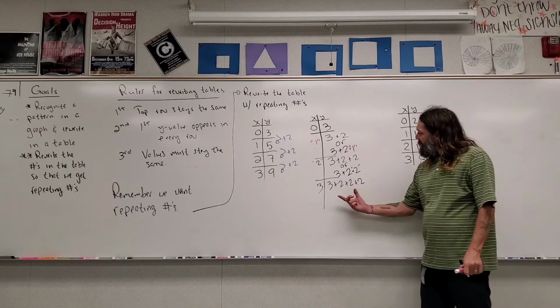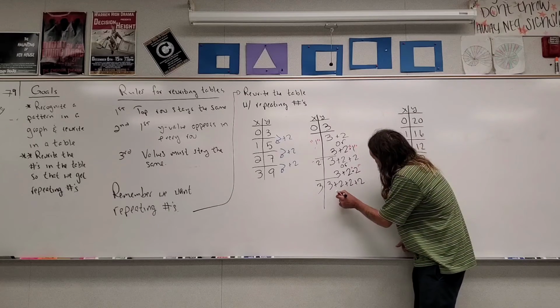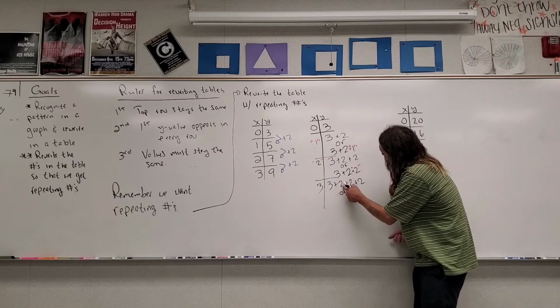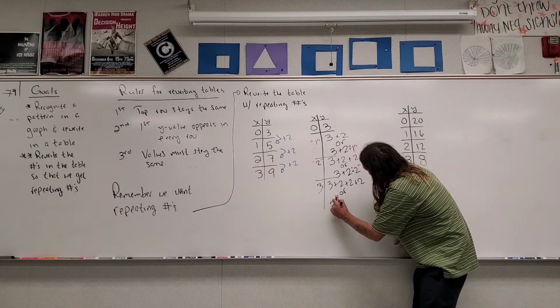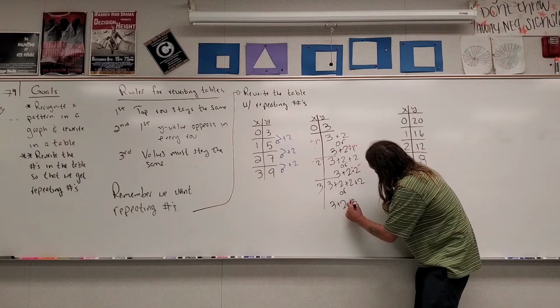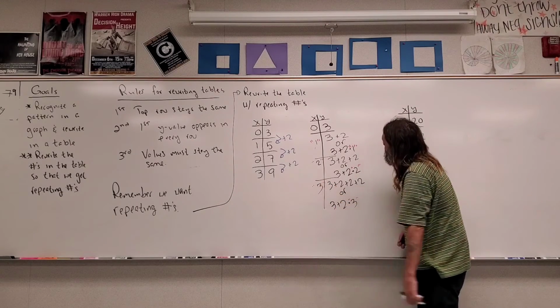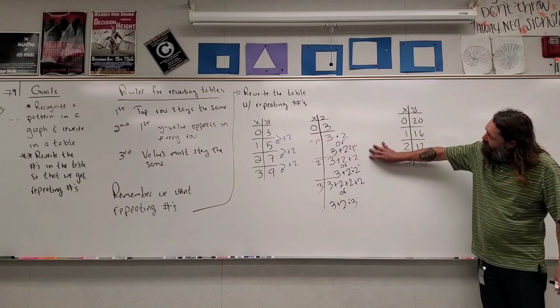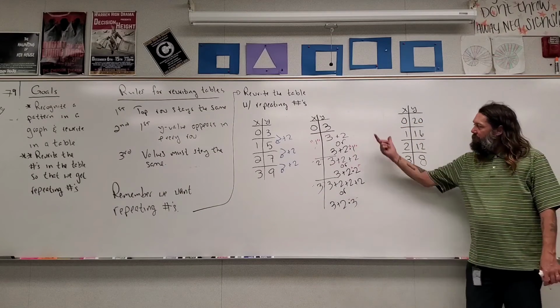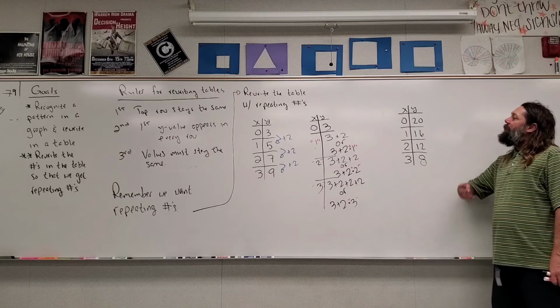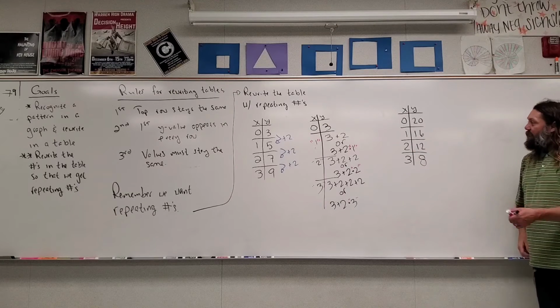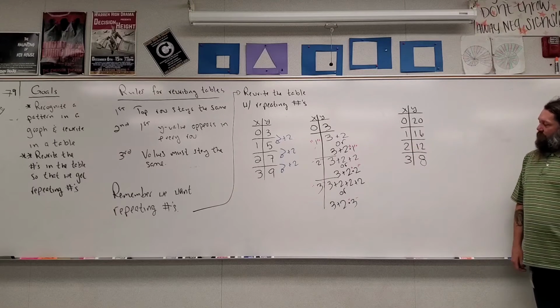And finally, I can rewrite this as 3 + 3 2's. So this is 3 + 2 times 3. And again, I have a repeating number in my y and my x column. So this is all that I need you to be able to do from this lesson, is rewrite it like this. All right, here's another example of a table that I'd like you to rewrite with repeating numbers.